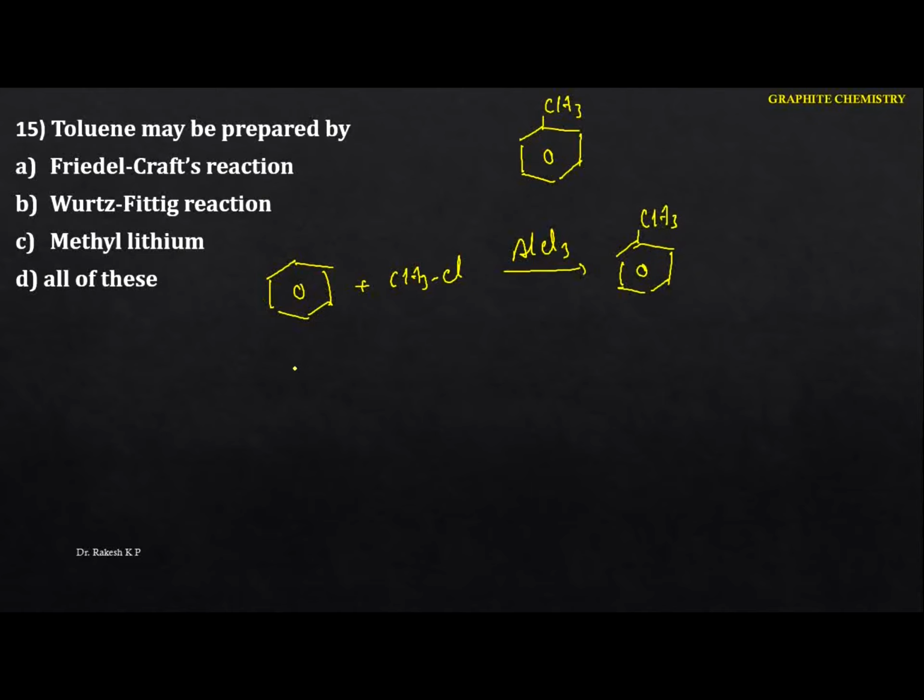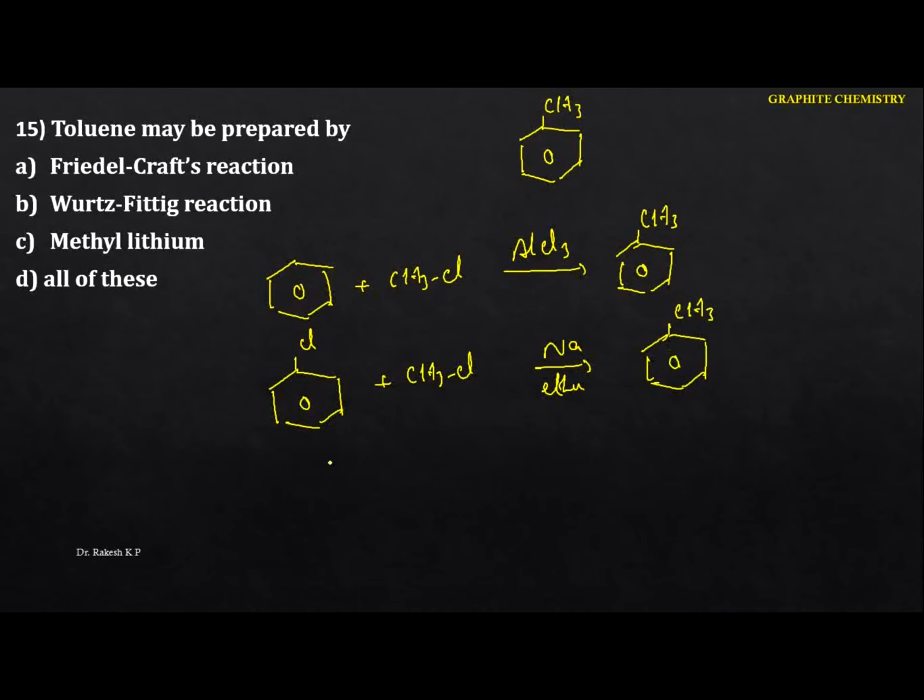So in the first reaction we got toluene. Let me go for the next one. That is the Wurtz-Fittig reaction. Now if you take a halobenzene, it may be anything, and it reacts with methyl chloride in the presence of sodium metal and ether, what you are going to get is again an alkylbenzene. This reaction is called the Wurtz-Fittig reaction.